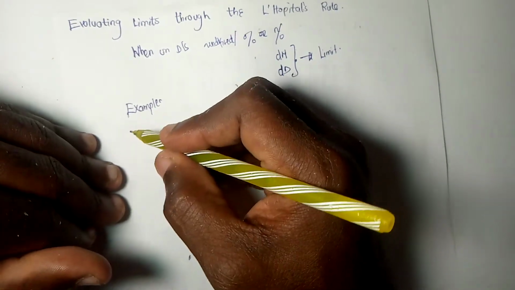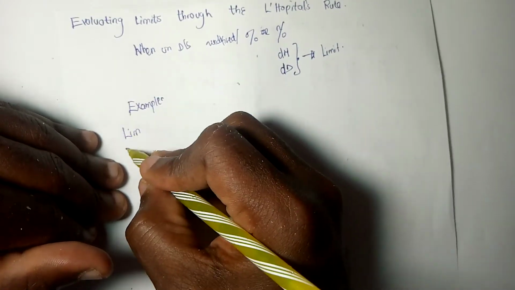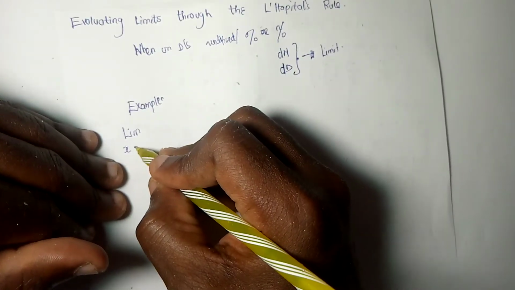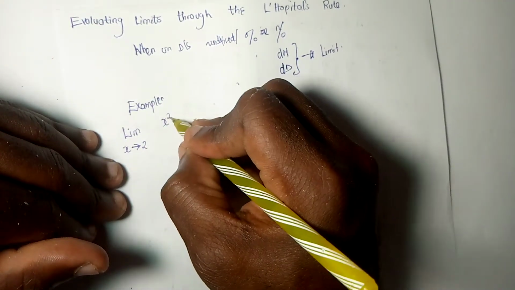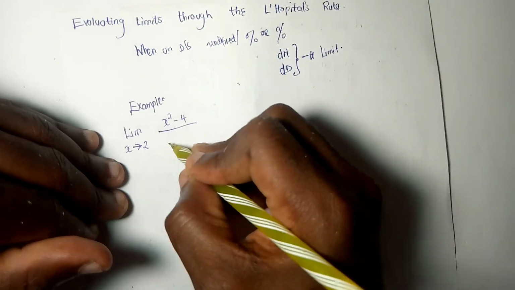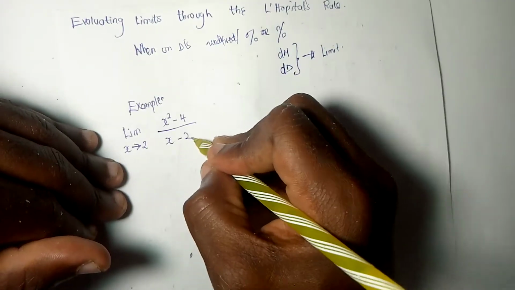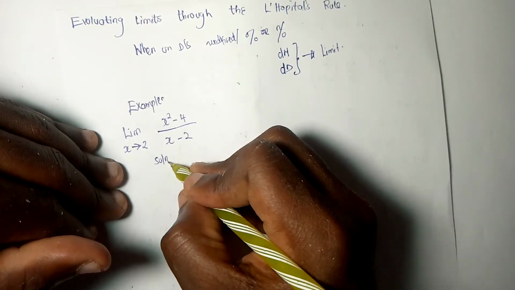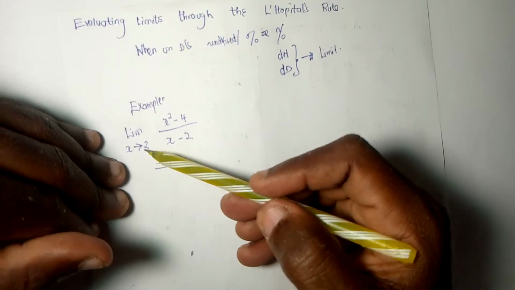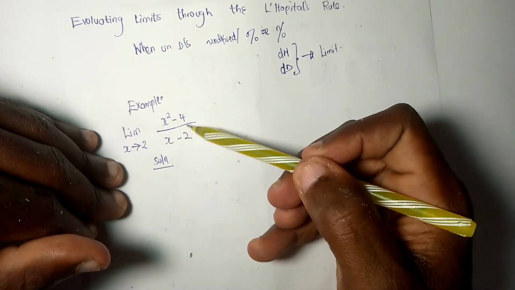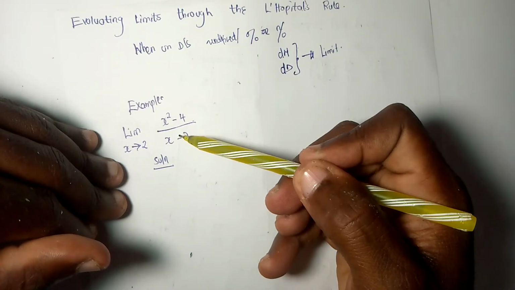You are told to evaluate the following limit using L'Hopital's rule. Of course, for this limit, you can evaluate it using any other method, even factorization. But here, you are told to use specifically L'Hopital's rule. So you are told: limit as x approaches 2 of x squared minus 4 over x minus 2. So what is the limit?